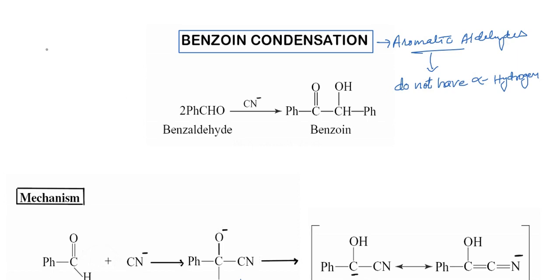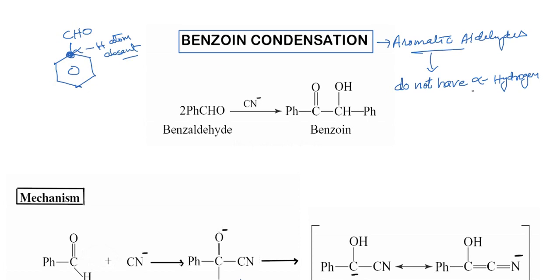So for example, we have this benzaldehyde. This is the benzaldehyde, and we know that in benzaldehyde this alpha carbon does not contain any alpha hydrogen. So यहाँ पर कोई भी alpha hydrogen atom is absent here. तो जितने भी aromatic aldehydes हैं, they will go for benzoin condensation.